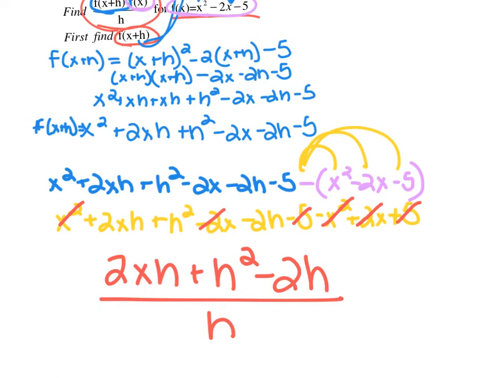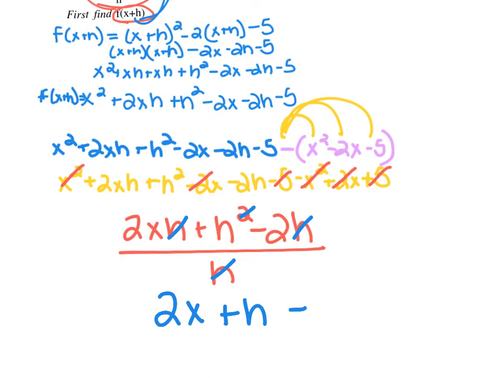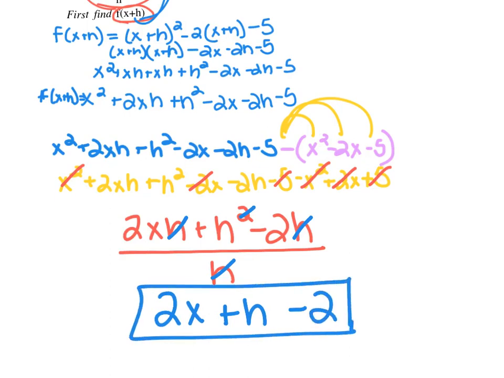Can that be simplified? Is there an h in each of the terms in the numerator? Yep. So I'd get 2x plus h minus 2. How are you going to simplify if there's like a plus or minus? As long as you're simplifying from every single term in the top. So if one of those terms didn't have an h, I'd leave it. But because every single term can be reduced by the same thing, you could do it.